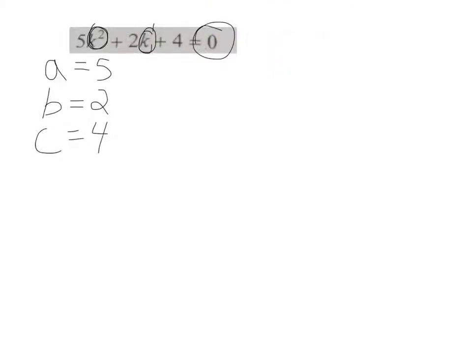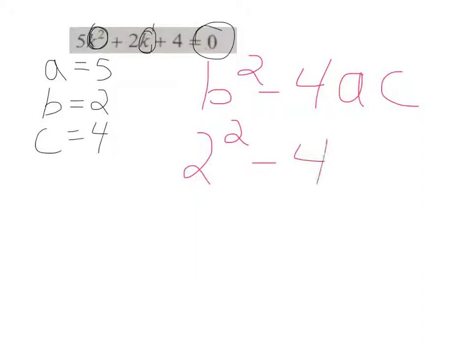Now that I have my a, b, and c, we can go ahead and find the discriminant. The discriminant being b squared minus 4ac. So my b is 2 squared minus 4 times my a, which is 5, times my c, which is 4. Once I put that in my calculator, I discover that my discriminant is negative 76.